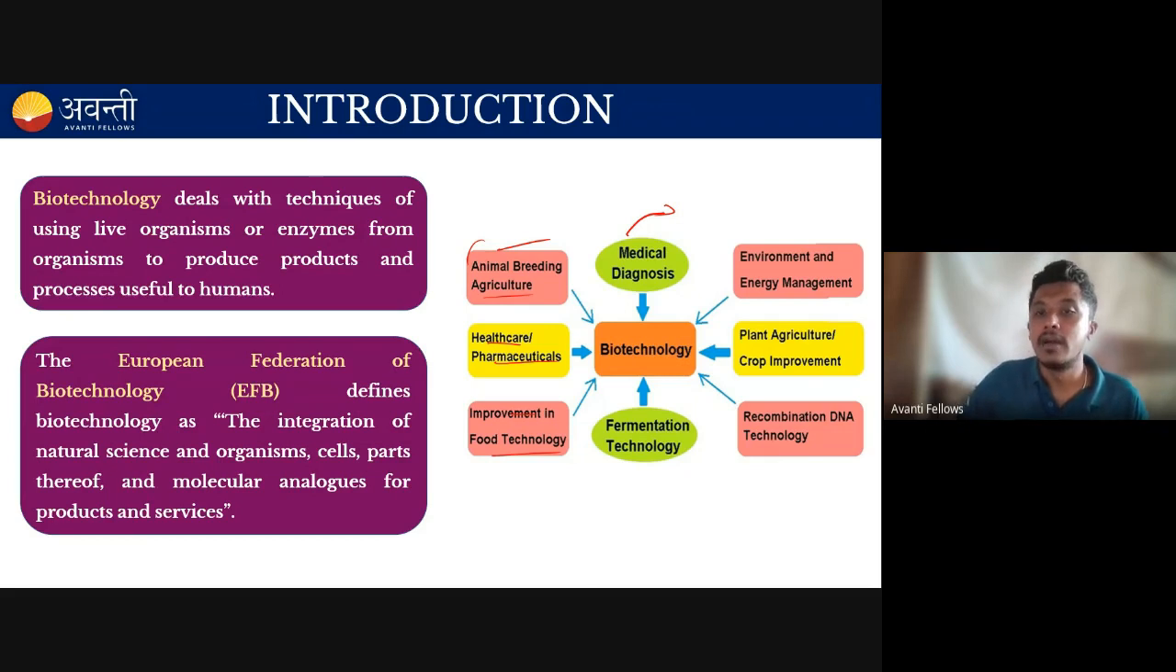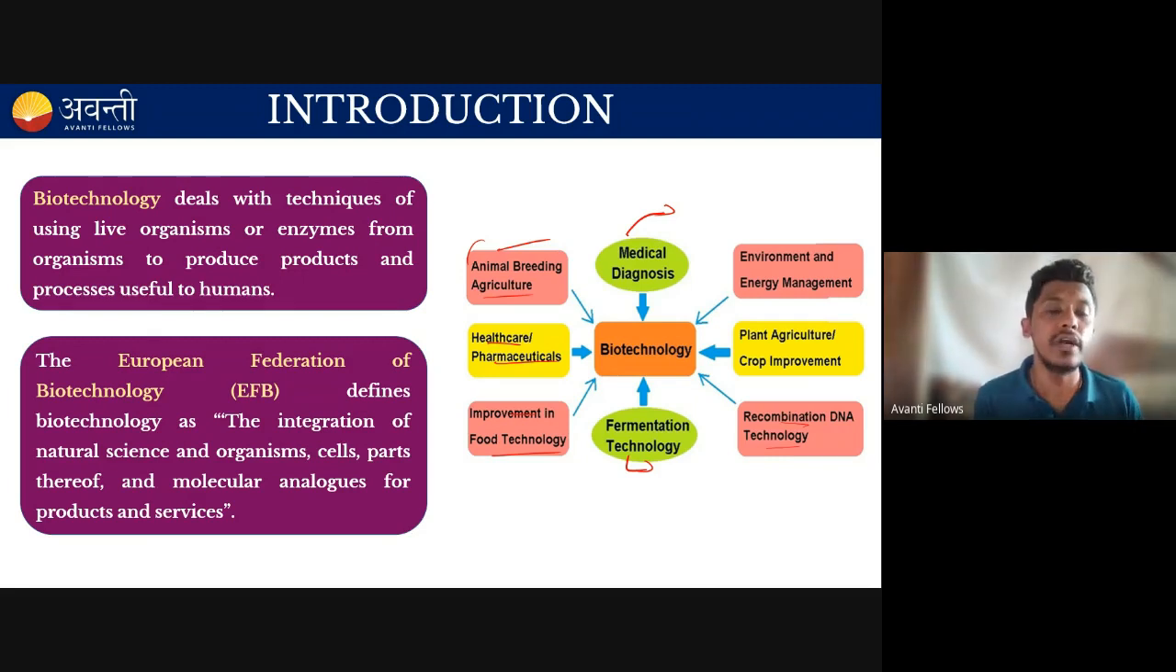Etc. Next one is fermentation technology, which is highly used in the production of wines or in any brewery, or, for example, we also use it for the production of certain antibiotics like penicillin, etc. Next one, recombinant DNA technology, where we do genetic engineering to create recombinants for many different purposes. Especially they are used in medical biotechnology for the production of drugs, vaccines, etc. Next one is plant agriculture and crop improvement. We already studied about it a little bit. Next one is environment and energy management.